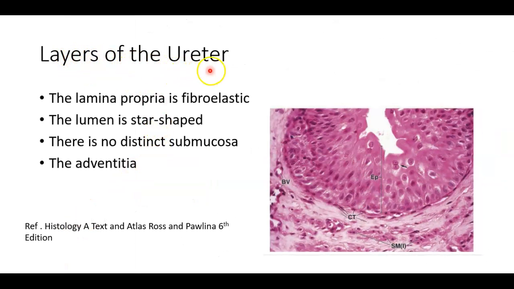So the layers of the ureter, again, lamina propria is fibroelastic. That's why when there is no urine passing through the ureter, it looks like a star. When urine passes through the lumen, then it will give space. It will be a little bit ovoid in shape, the lumen. So this is the transitional epithelium. This is connective tissue. This is loose connective tissue. It contains blood vessels. Then we'll get the smooth muscle, and we have no specific submucosa here. And adventitia is outside the outer wall. We will get the adventitia.